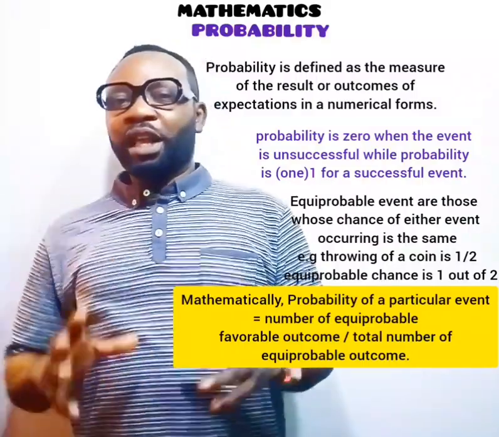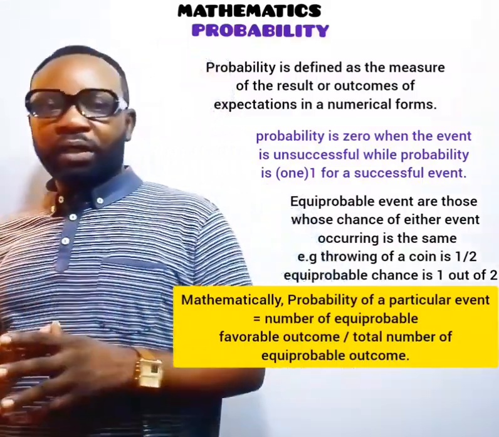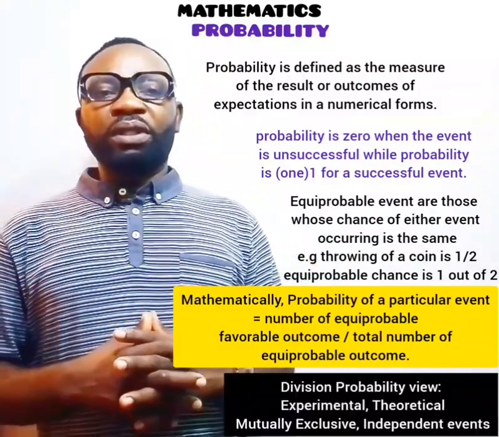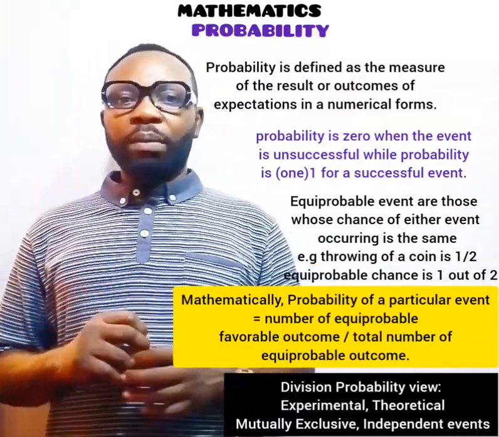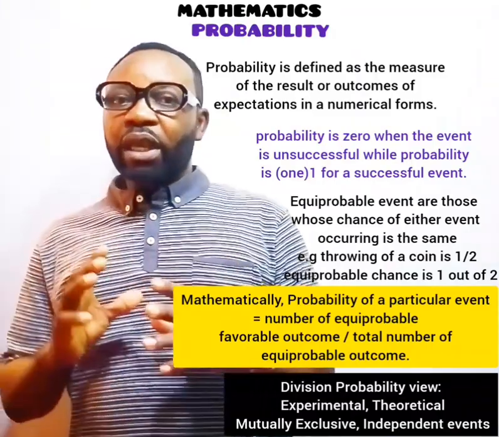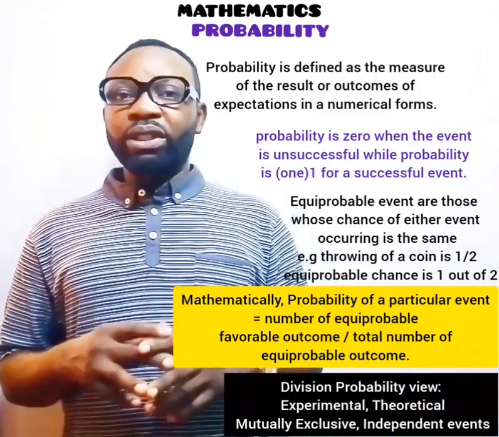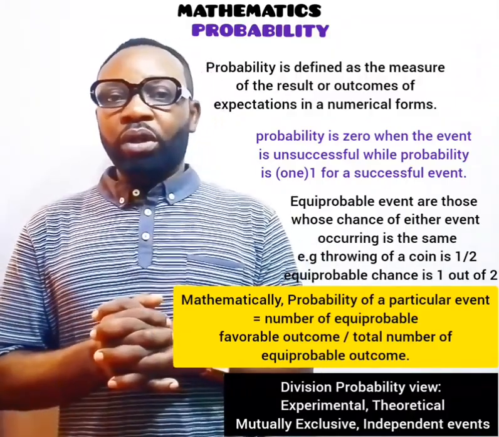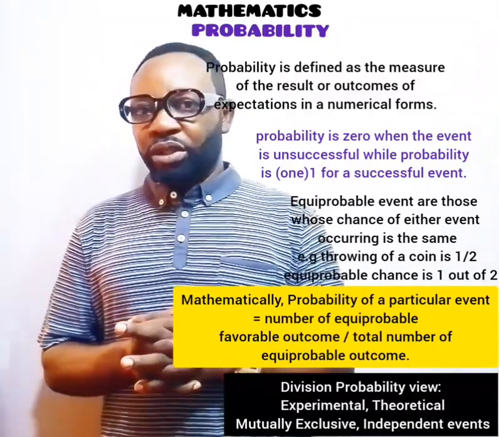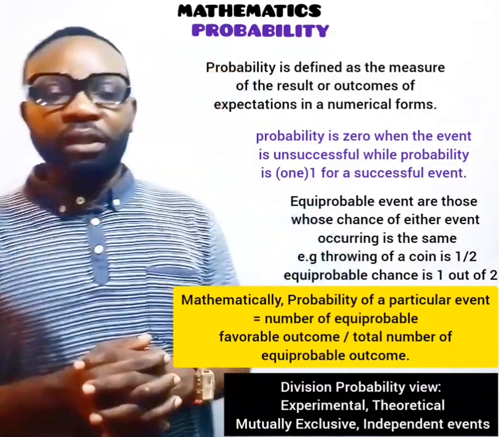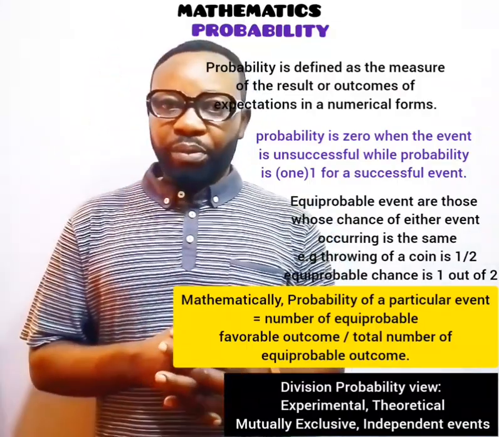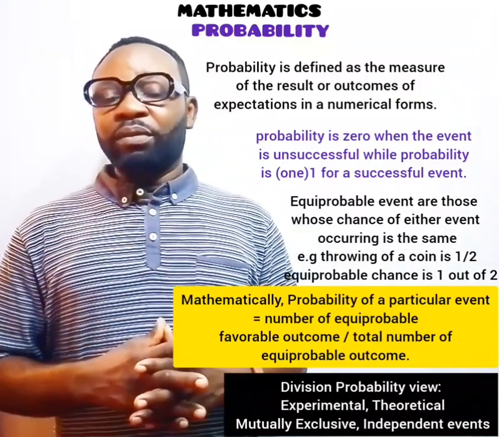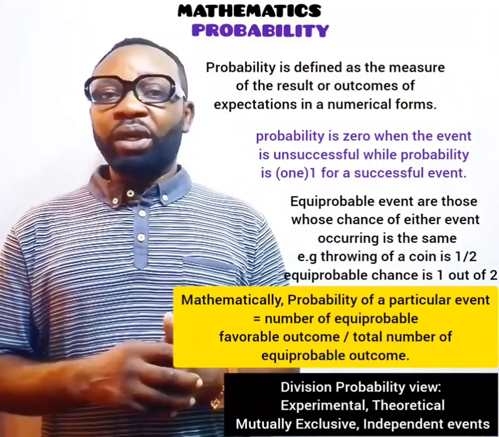Now, in this class today, we'll be looking at different divisions of probability. We are going to start from experimental probability. We're going to take a look also at theoretical probability, after which we'll as well look at mutually exclusive probability and independent probability. We are going to look at probability as a whole in this class, and I hope you are going to enjoy the class.